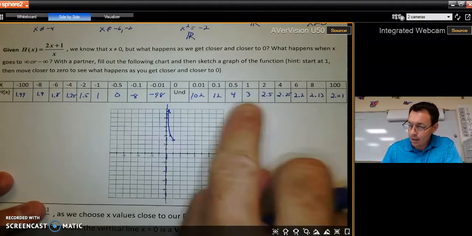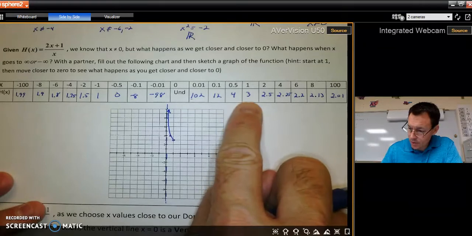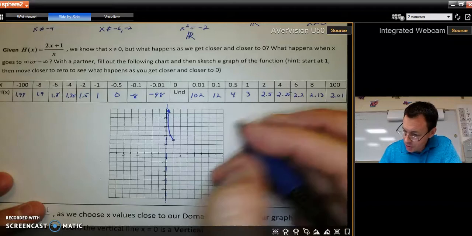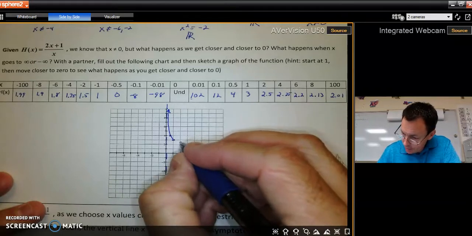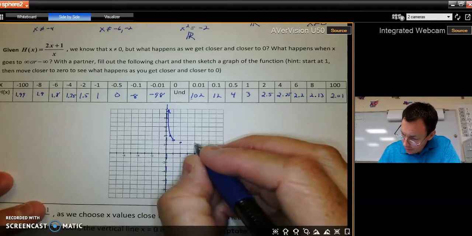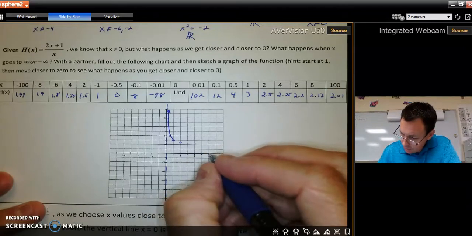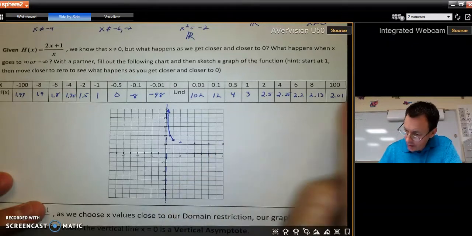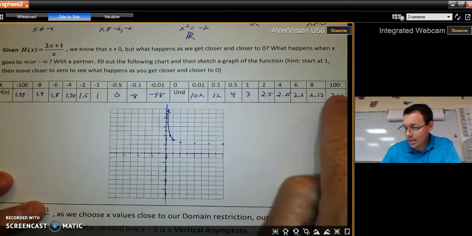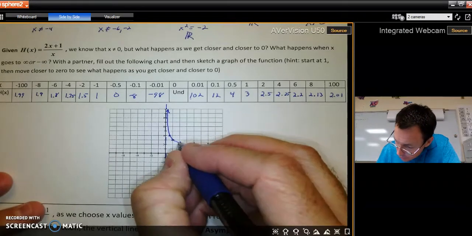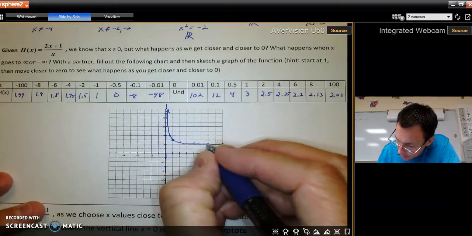Okay? Now, what happens as my x values get bigger and bigger and bigger? Well, when I plug in a 2, I get 2.5. When I plug in a 4, I get just a little bit more than 2, 2.25. 6, I'm at 2.2, and then 2.13, and then look, when I'm at x equals 100, I get an answer of 2.01. So I'm getting closer and closer and closer to 2, but I'm never going to quite get there.